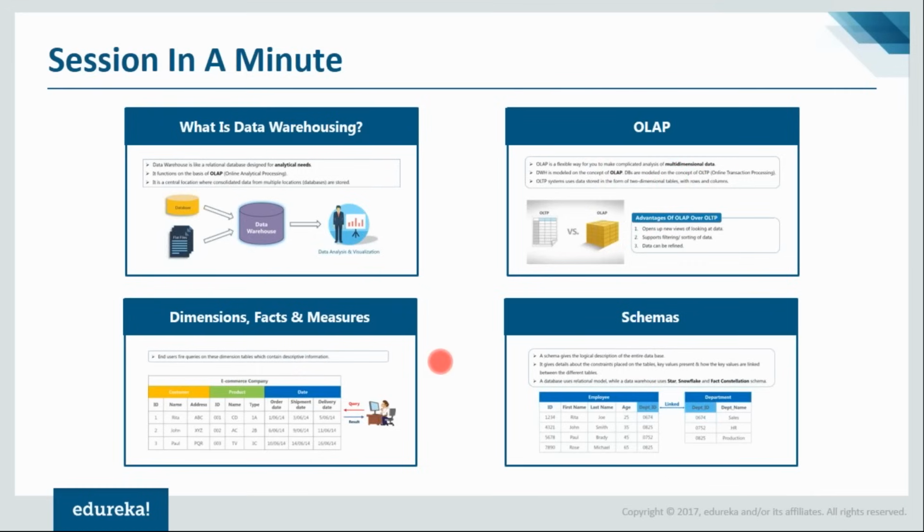So I spoke about all these things. And then I spoke about what dimensions, facts, and measures are. Dimensions was one concept that I started off from OLAP itself when I was talking about OLAP operations. So it started there, and then we went on to talk about what dimensions, facts, and measures are, and then finally I finished off today's session by talking about schemas, right? So we had three different schemas: star schema, Snowflake schema, and fact constellation schema. These are the three different schemas that I use in a data warehouse.